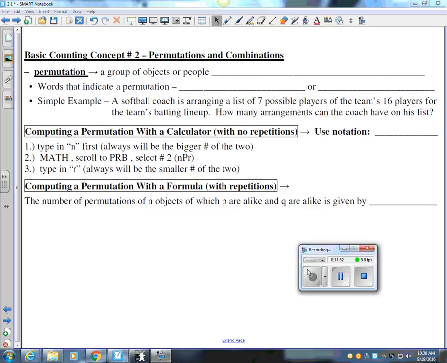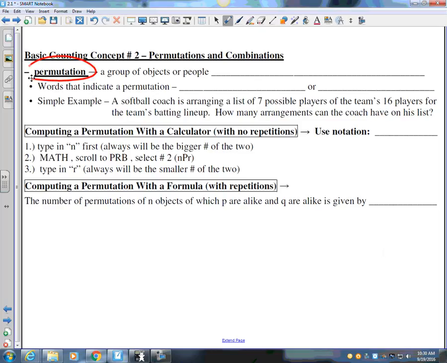Okay, this is a word that you do need to know. All right, the word permutation is a group of objects or people in a certain order. That's what's called a permutation, if they are in a certain order. So some keywords to look for that indicate it's a permutation, if they say they're arranging them or placing them. All right, that puts it in a certain order.